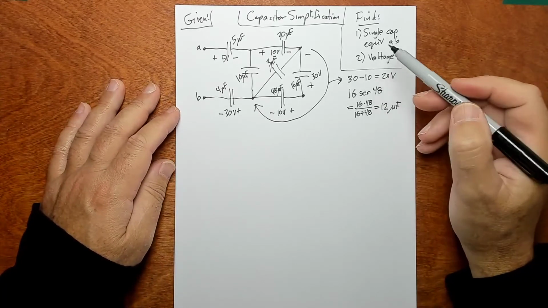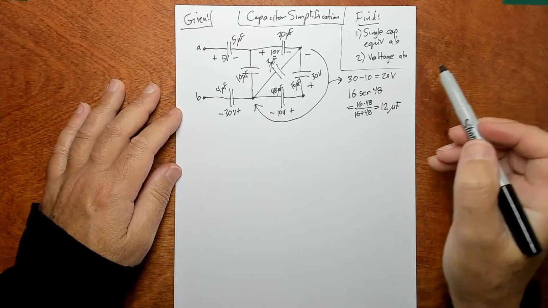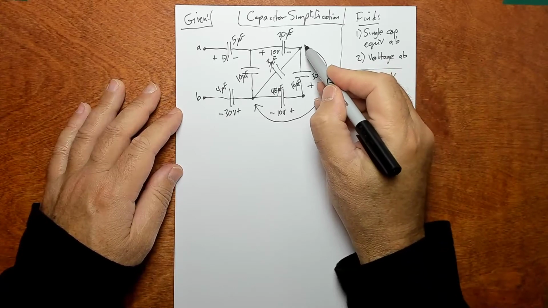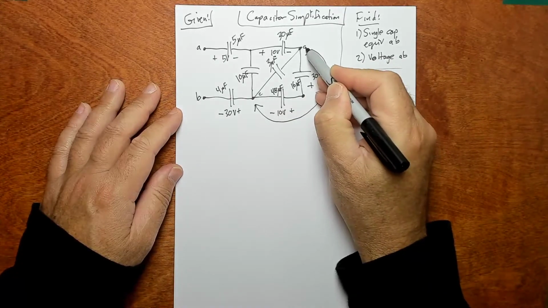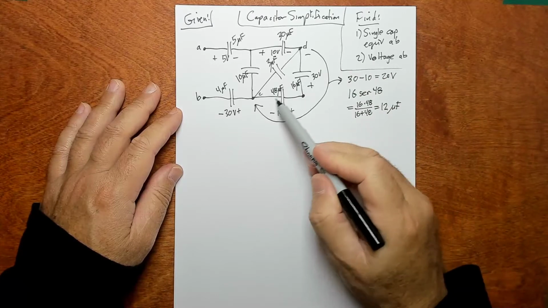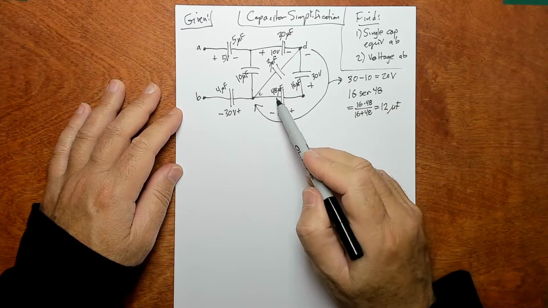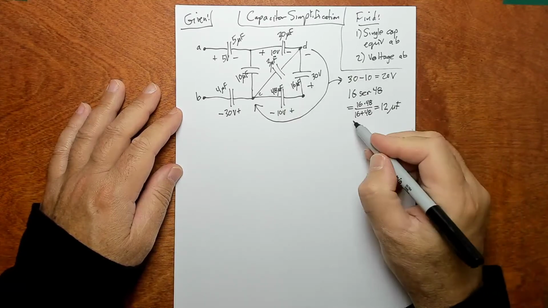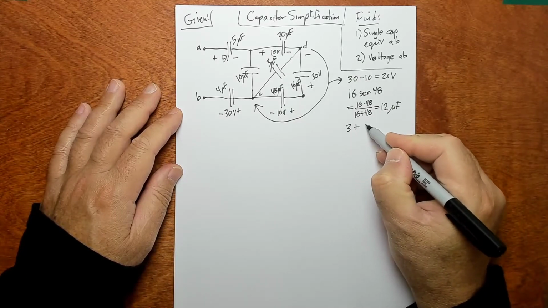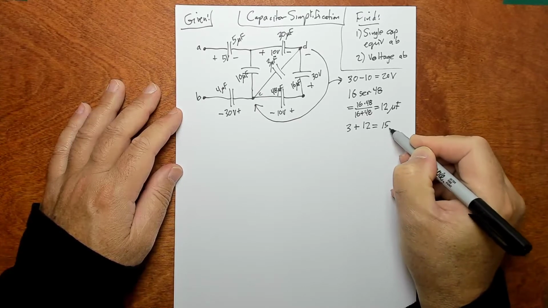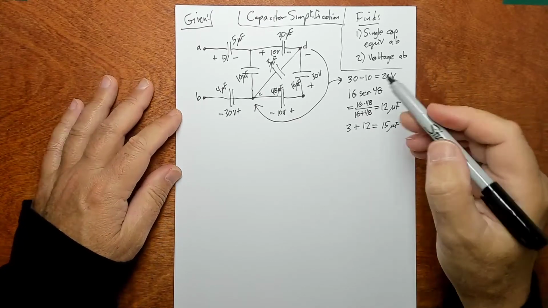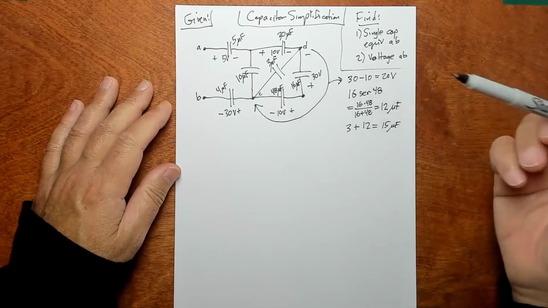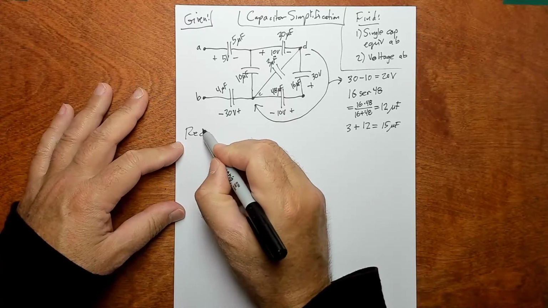Then what I have is this 12 equivalent between nodes C and D. I have a 12 microfarad equivalent in parallel with a 3. So you can just add those. So 3 plus 12 is 15 microfarad. Okay, so between C and D, it simplifies down to a 15 microfarad capacitor with 20 volts across it. And then we can redraw at that point.